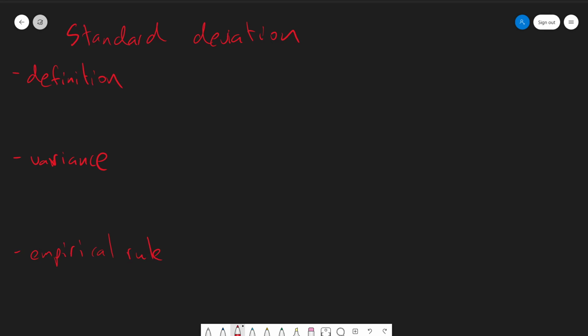Alright, so this is going to be my video on standard deviation, just an introduction of what it is and how we're going to use it. So standard deviation is a statistical measure of how far apart things are.